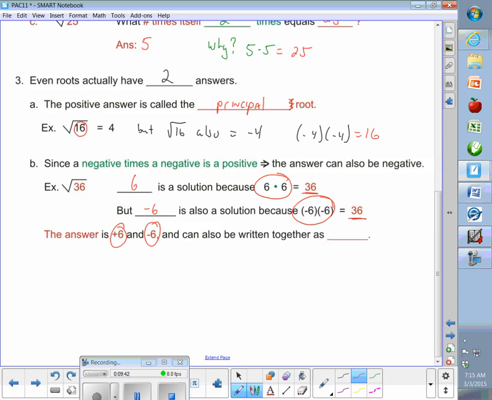Technically, the answer. And it can be written together as one solution. You'll see this at times. We'll use the plus sign, we'll put the minus underneath, and the 6. Now, this means the 2 solutions of plus 6 and also minus 6. That's what that means. When you see plus minus, it means the plus 6 and also the minus 6. Okay?